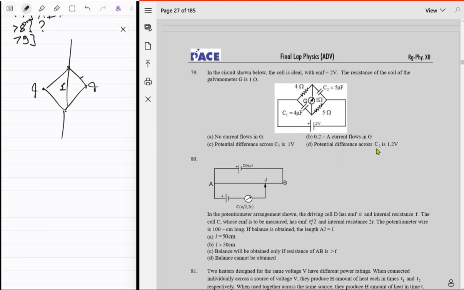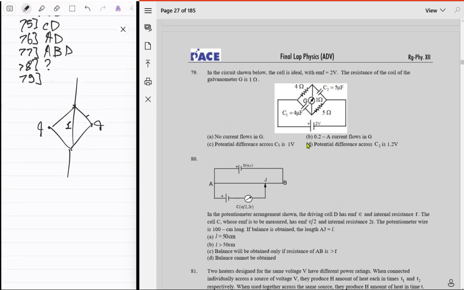So D is correct and C1 में 1 volts. Okay, no current flows in G, that's wrong. 0.2 ampere current flows in G, so B is correct, C is correct, D is correct. You should have told me कि ये steady state की बात कर रहे हो तुम. Anyway, 80.